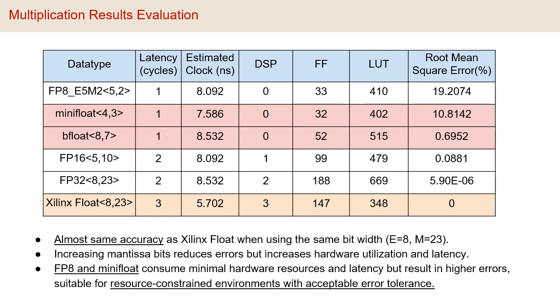Here we show the evaluation results of a single multiplication operator for different floating point data types. The table compares 6 data types, in which floating 8, mini-float, bfloat, float 16, and 32 are generated by our templatized floating unit. Xilinx float shows multiplication performed using the Xilinx internal floating point IP core that we want to compare with. As you can see in the table, our templatized float could achieve almost the same accuracy as Xilinx float when using the same bit widths, and increasing mantissa bits can reduce the root mean square error, but will increase the hardware utilization and latency.